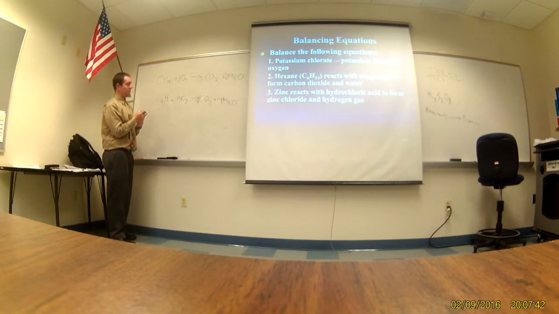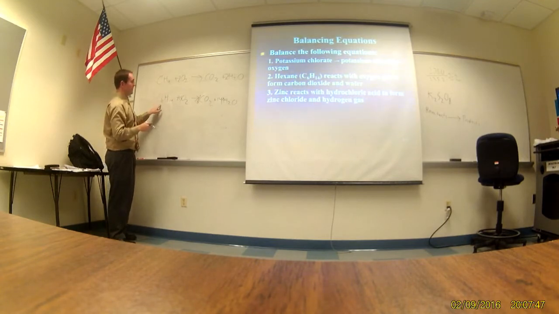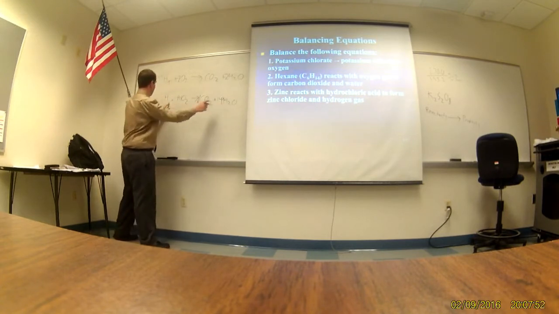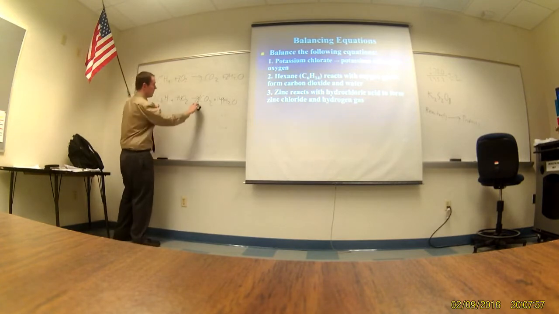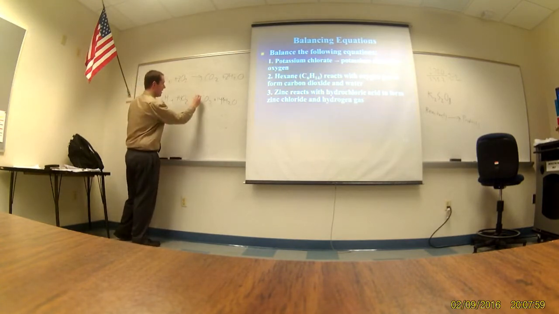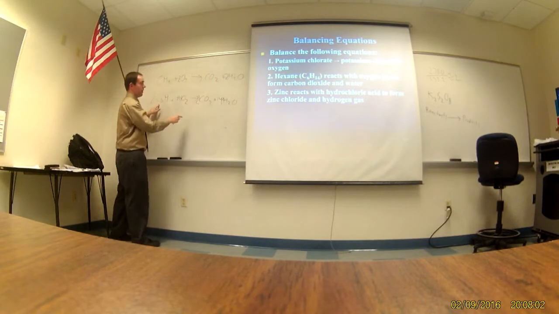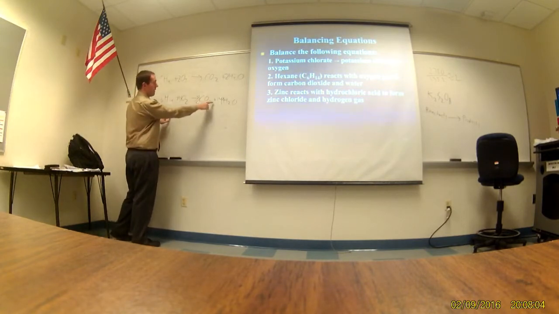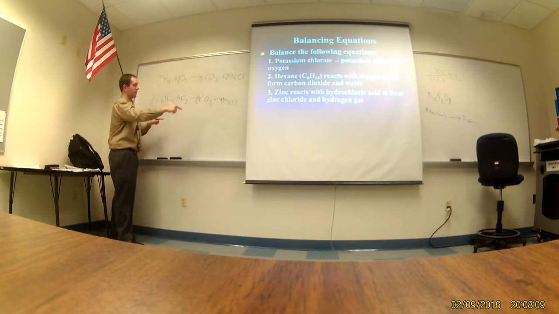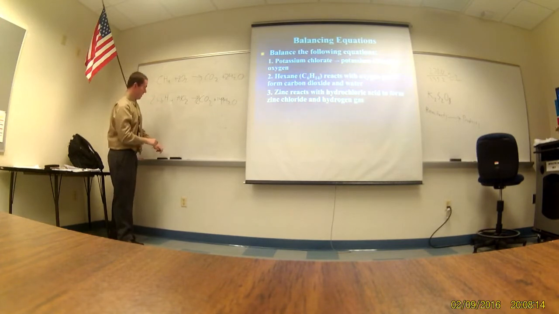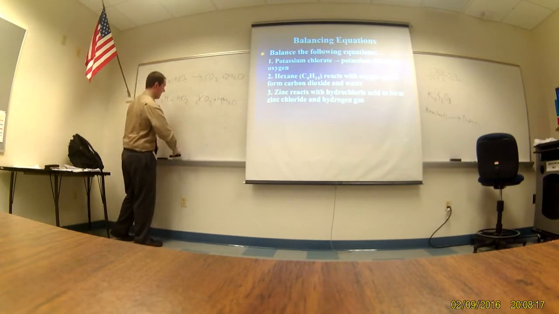I have 28 and 14, so I put a 2 here. Now my carbons are unbalanced, so I'm going to put 2 here, but now my oxygens are unbalanced. So now I have 4 plus 14. Wait, no, it's got to be 12 in front of the carbon dioxide. Houston, we have a problem.